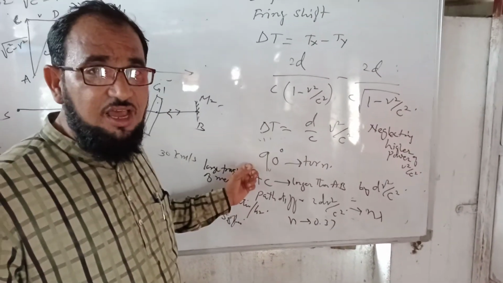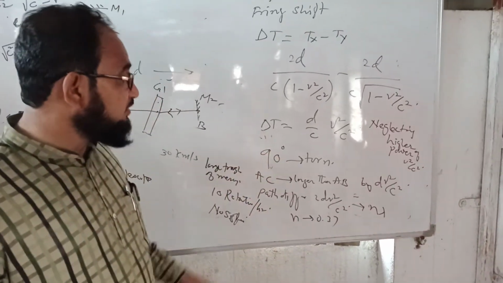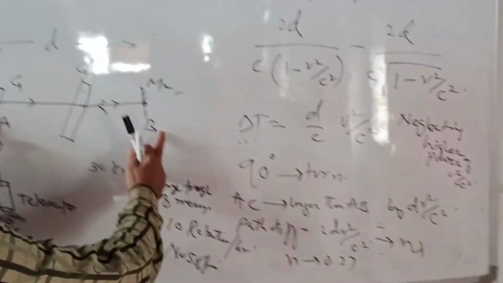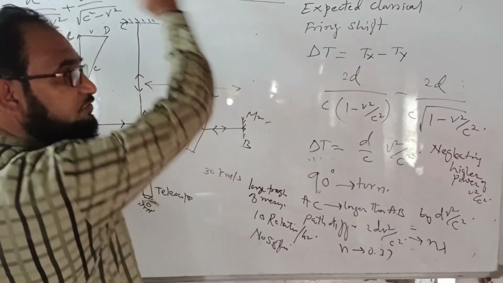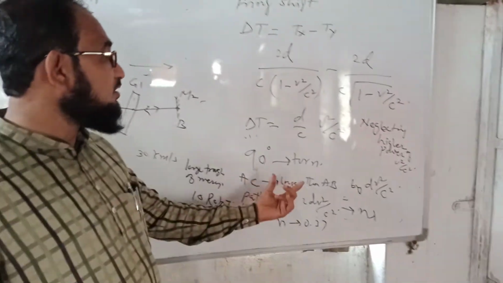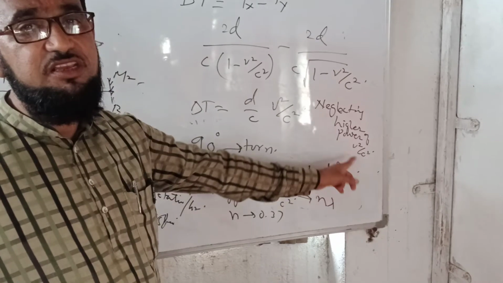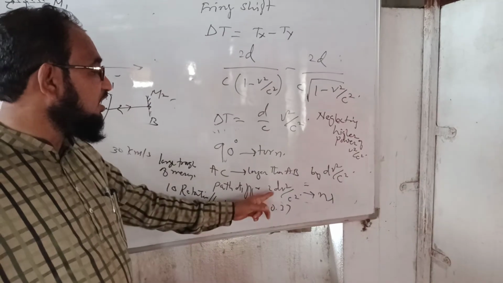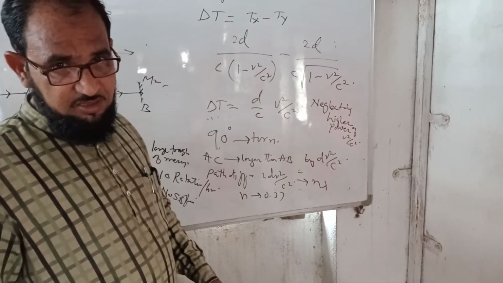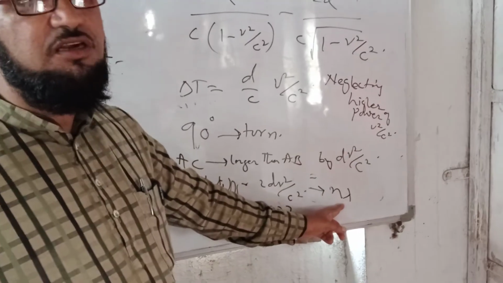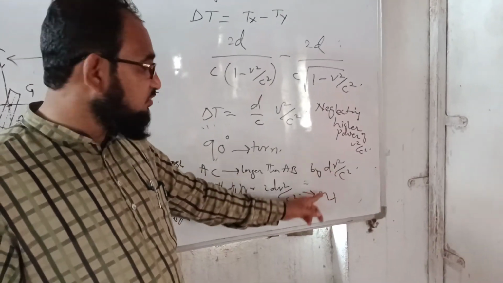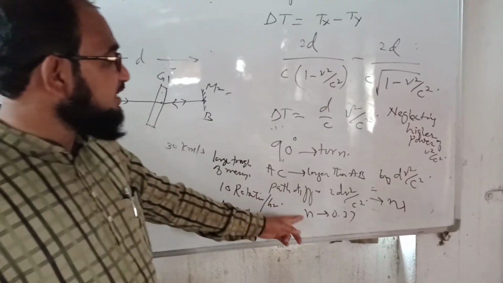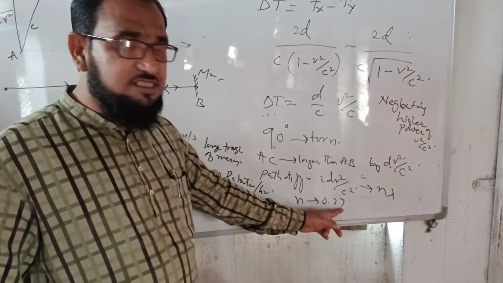Therefore, if I turn the apparatus through 90 degrees, then the arm AC will be longer than arm AB, by an amount d v square by c square. Because of this shift, there is a path difference of 2d v square by c square, and this path difference should be equal to n lambda, where n is the number of fringes and lambda is the wavelength of the light. If I calculate it, it comes out to be 0.37.